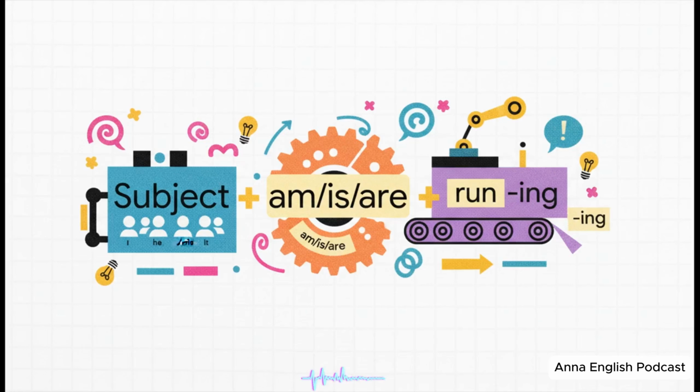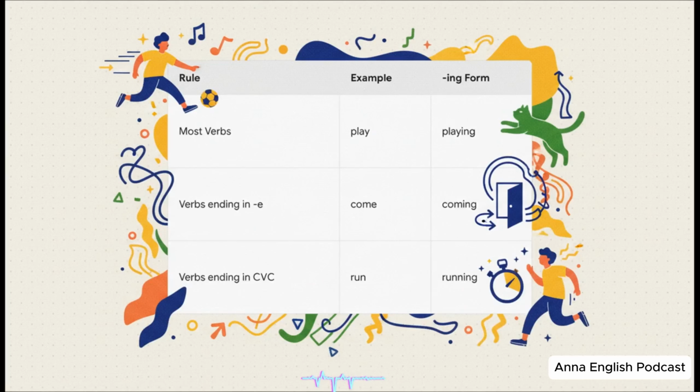First, you need a subject. That's just the person or thing doing the action. You know, I, he, she, they. Next, you need the right version of the verb to be. So that's am, is, or are. And finally, you take your action verb, like play or read, and you just stick ing on the end. Subject plus am, is, or are, plus your verb with ing. That's literally it.